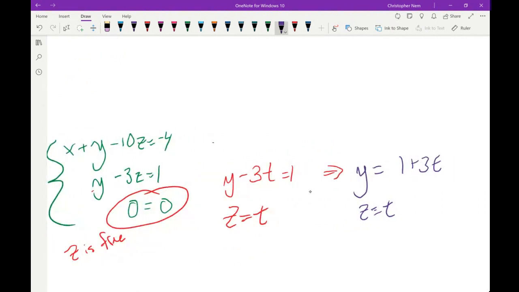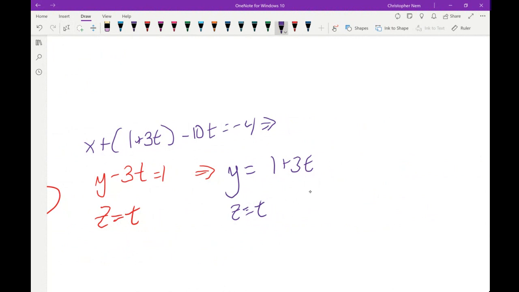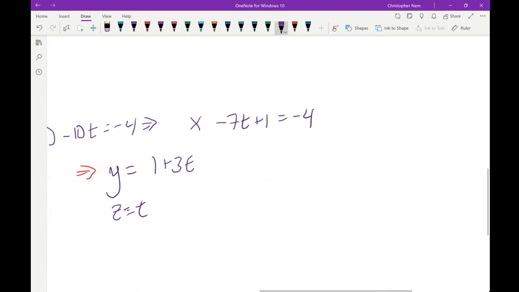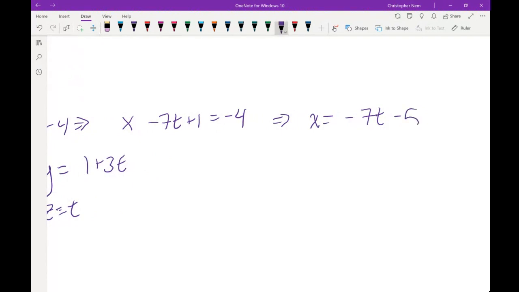And now I've got to solve for x. X plus y, which is 1 plus 3t, minus 10 times t equals -4. This is going to give me, if I add those together, x is equal to, what is that? Minus 7t plus 1 equals -4. So this is going to give me x is equal to -7t minus 5. Y is equal to 1 plus 3t, and then z is equal to t.